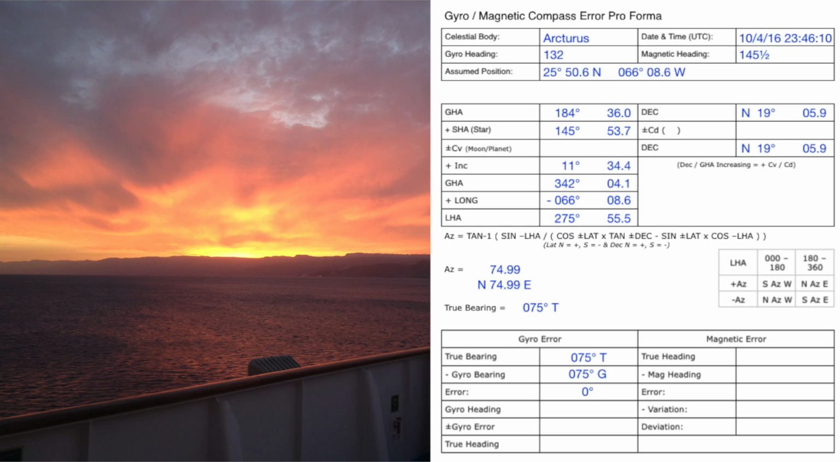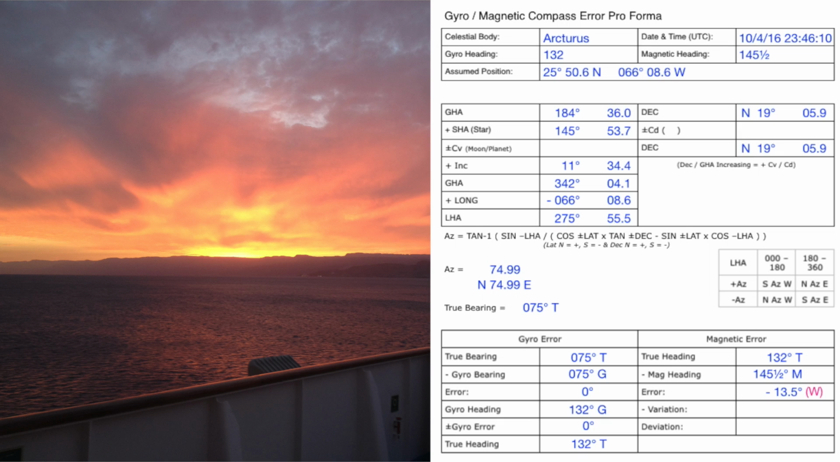Now we can work out our magnetic compass error and deviation. Remember we noted the ship's gyro and magnetic compass heading at the time of taking the error. Now we work out the ship's true heading, so we take the ship's gyro heading and add or subtract the gyro error. In this case the gyro error was 0, so our true heading is the same as the gyro heading. Now we know the magnetic heading was 145.5 degrees, so we can subtract this from our true heading, which gives us an error of negative 13.5. As it's negative, we consider it as being 13.5 west.